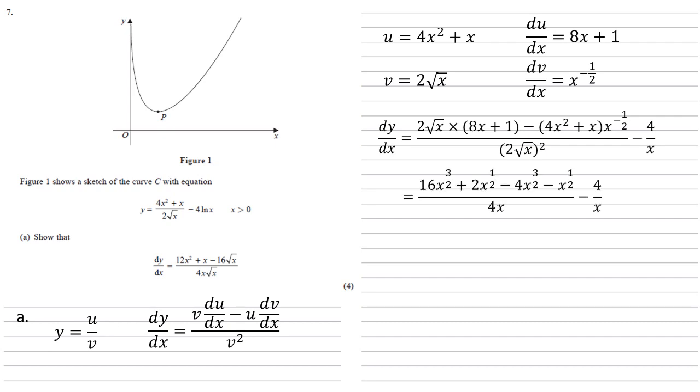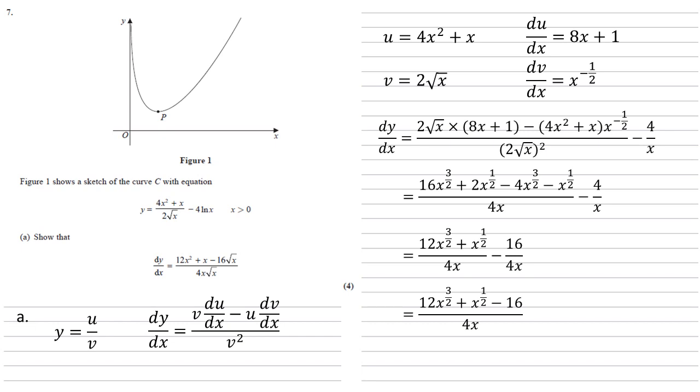So expanding the tops, we get 16 times x to the 3 over 2 plus 2x to the half from the first part, and then minus 4x to the power of 3 over 2 minus x to the half. The bottom squares to make 4x, and we've still got that minus 4 over x on the end. On the top of our fractions, we've got some like terms to collect. So they come together to give 12x to the 3 over 2 plus x to the half all over 4x. And then the second fraction, I've just multiplied top and bottom by 4 to give it the same denominator. So that becomes 16 over 4x.